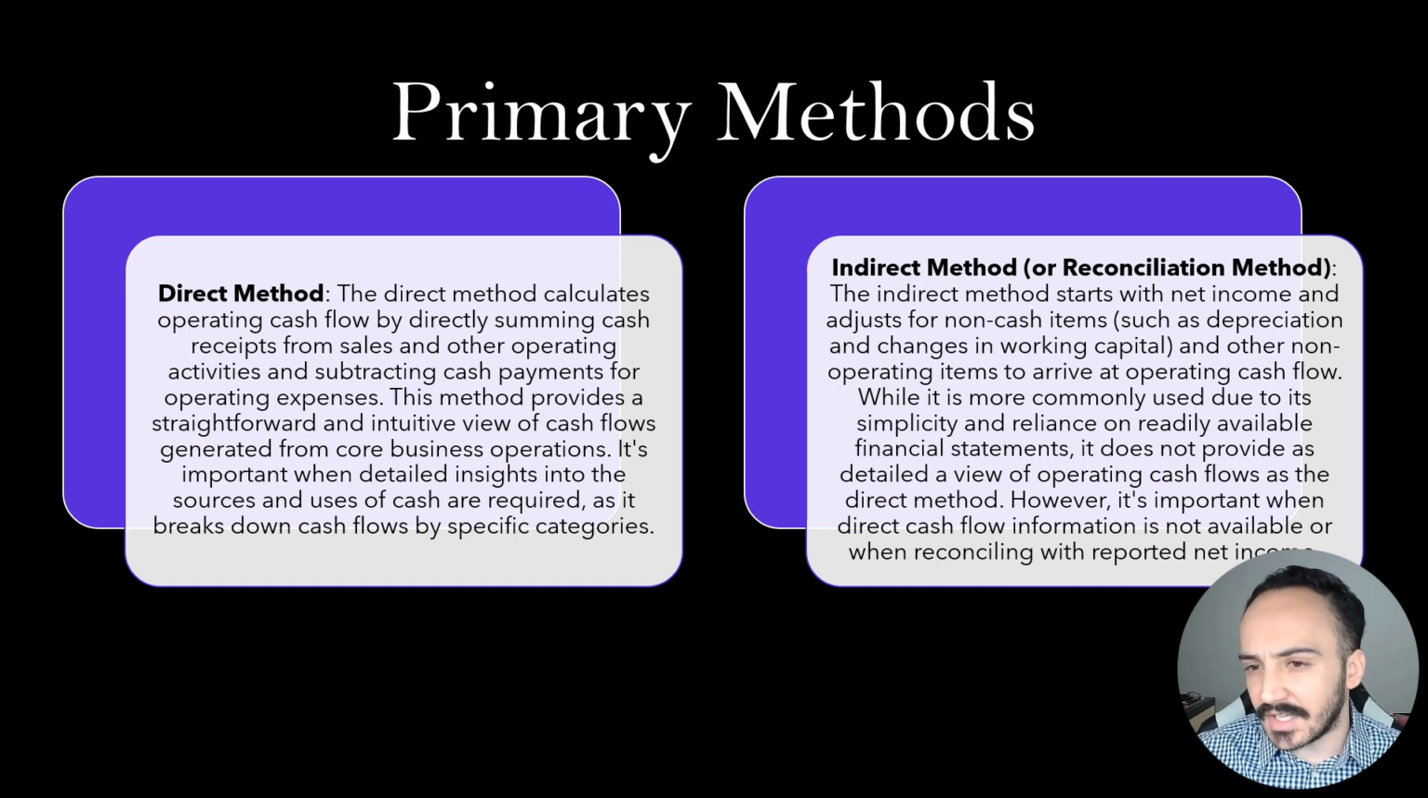The indirect method starts with net income and adjusts for non-cash items such as depreciation and changes in working capital and other non-operating items to arrive at operating cash flow. While it is more commonly used due to its simplicity and reliance on readily available financial statements, it does not provide as detailed a view of operating cash flow as the direct method. However, it's important when direct cash flow information is not available or when reconciling with reported net income.